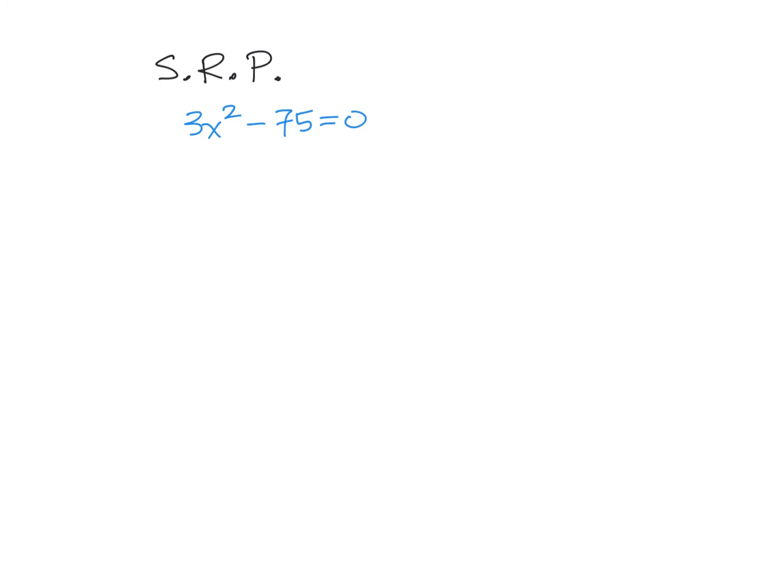Get my pen. Add 75. Add 75. And 75's cancel, leaving me with 3x squared on the left equals positive 75 on the right. Now, if I'm not careful, I may think, ooh, I'm ready for square root property, but I'm not. Because this currently does not say something squared equals a number.